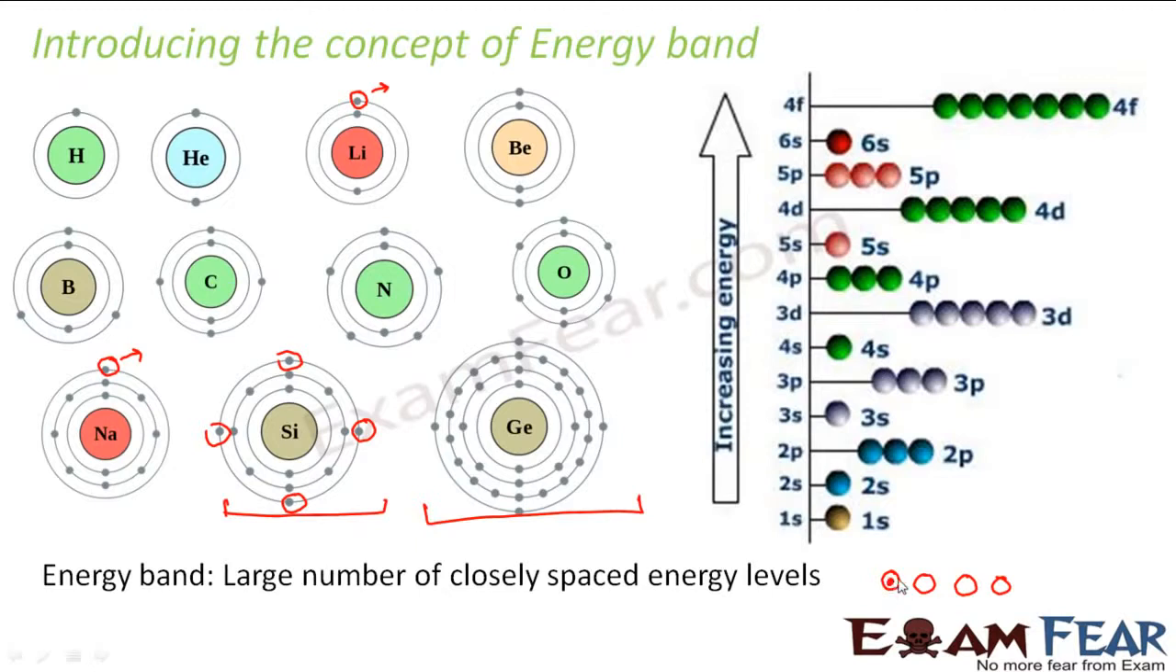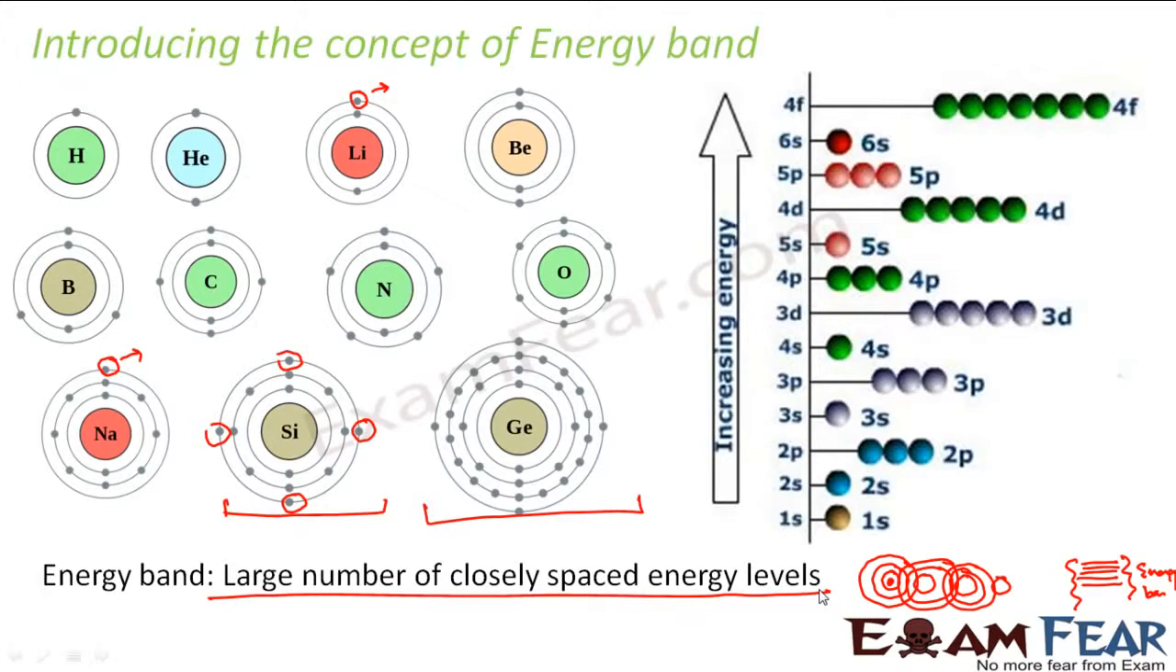Let us suppose this is sodium. Sodium has its energy levels like this. Again, this sodium has its energy levels. Again, this sodium has its energy levels. So as the sodium atoms come closer to each other, their outer energy levels at least will start overlapping with each other. What will be the result of this overlap? As a result, many energy levels will be generated which will be very close to each other. And these closely spaced energy levels are known as an energy band. So an energy band is nothing but a large number of closely spaced energy levels.